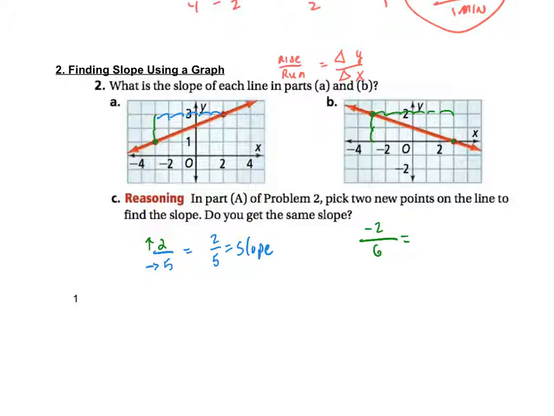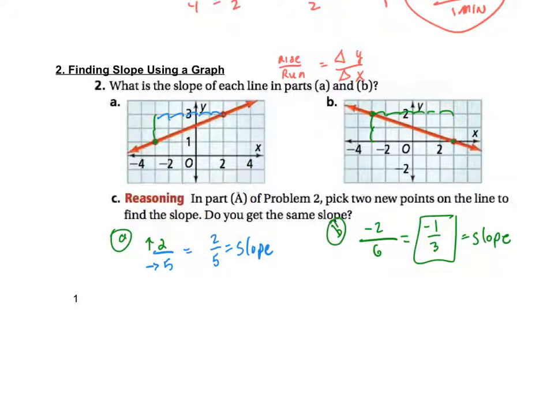So that simplifies down to negative 1 over 3. So there you go. There's my slope for B. And then my slope for A.